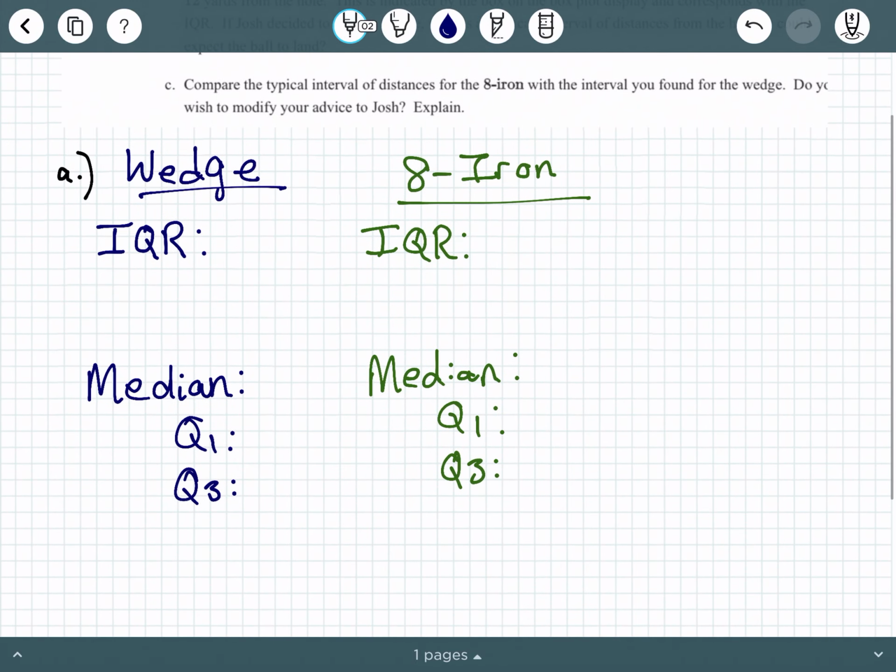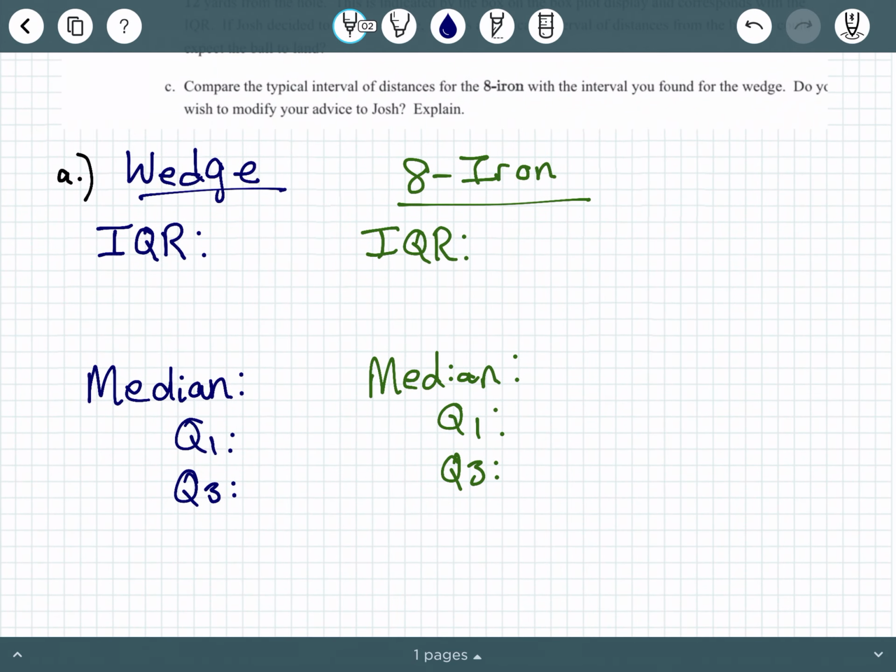So I am going to copy down my median and quartiles from the previous problem. So with the wedge, it was 4, 2, and 15. And then with the 8 iron, we had 10.5, 8, and 12.